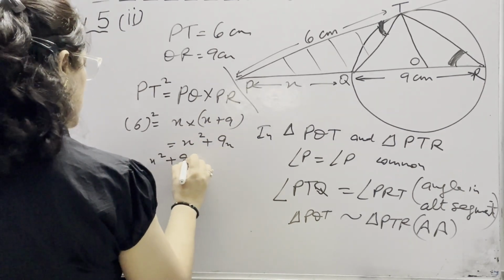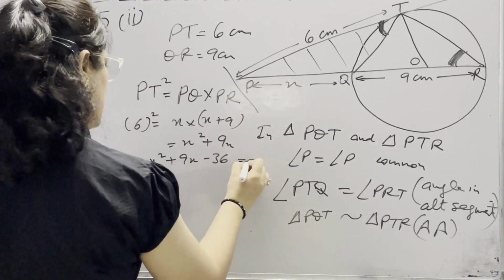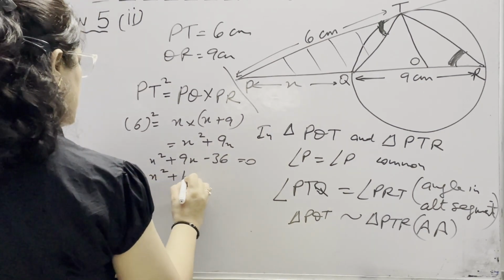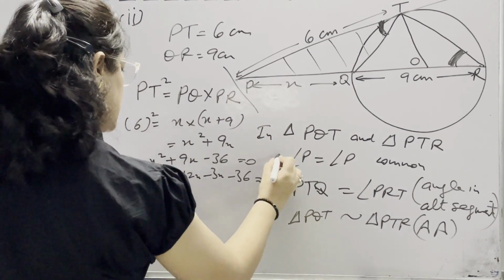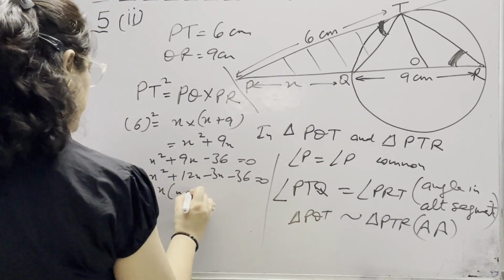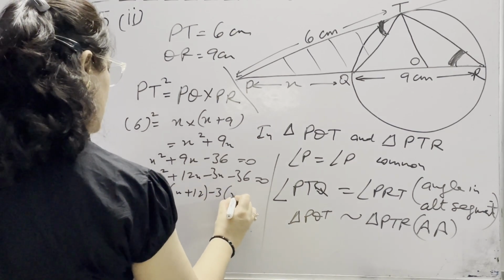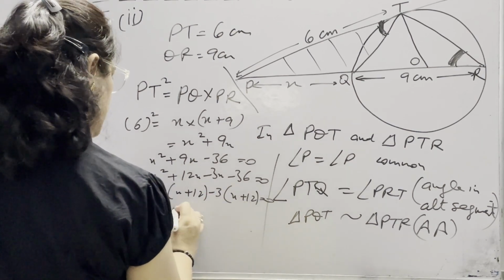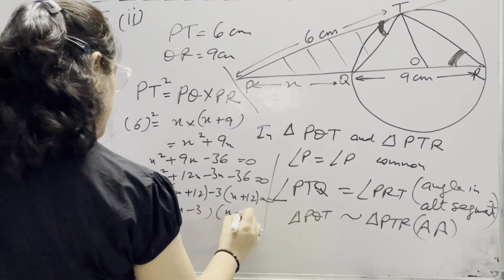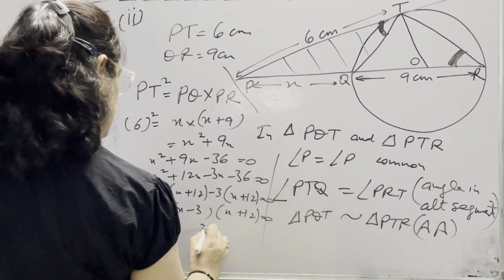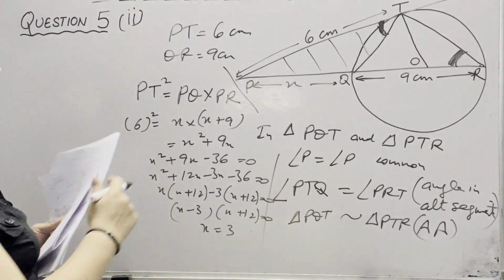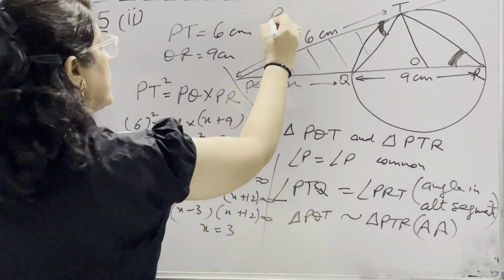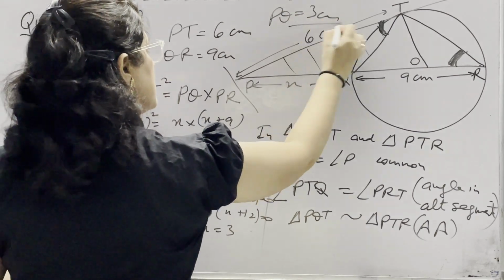So we get a quadratic equation, X square plus 9X minus 36 is equal to 0. Middle term split: 12X minus 3X, since 12 times 3 is 36. X plus 12, minus 3 common, X plus 12. So X minus 3 and X plus 12. So it means X is equal to 3, ignoring minus 12. So the value of PQ is equal to 3 centimeter.